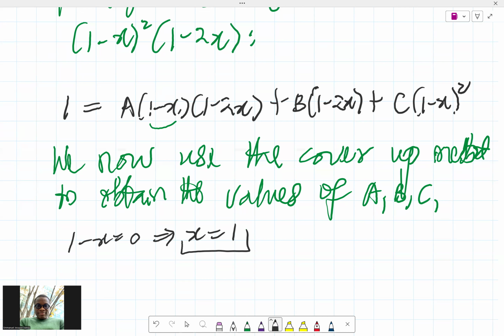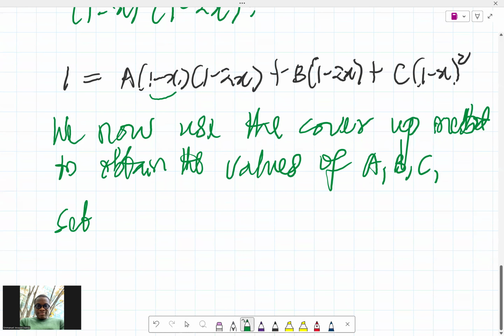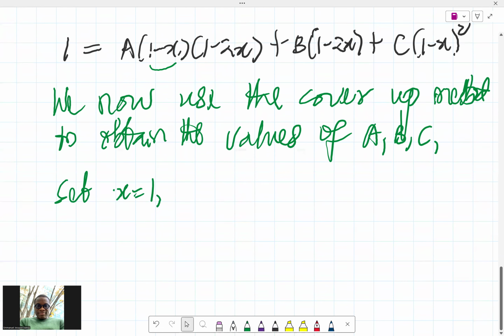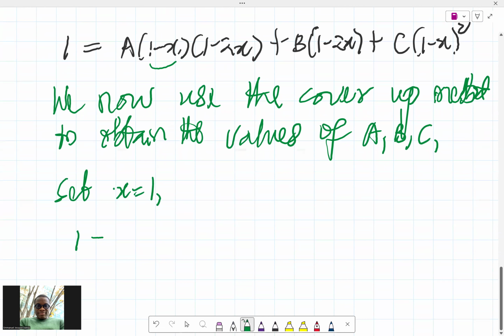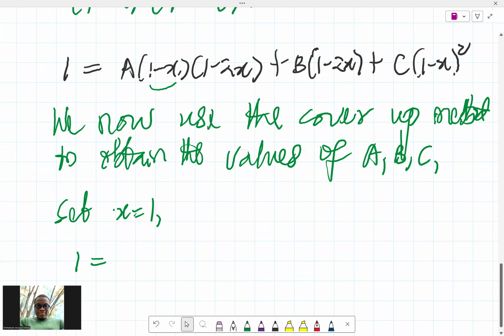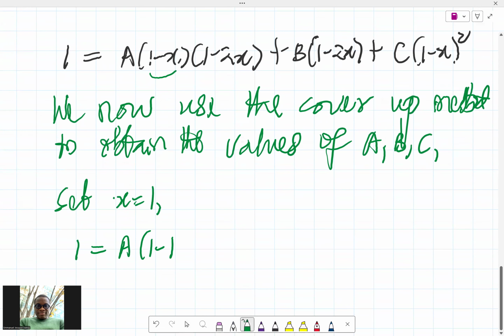So let's do that now. We set x equal to 1. The left-hand side remains 1. On the right-hand side, you have A into 1 minus 1, so you can already see 0 coming out of that. So you have 1 into 2 into 1.